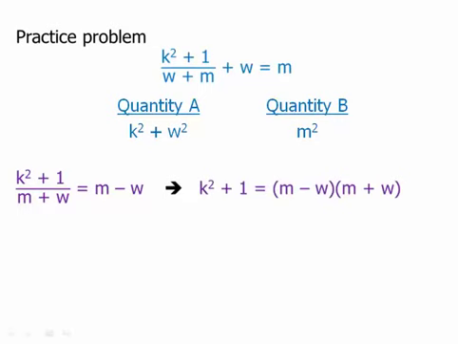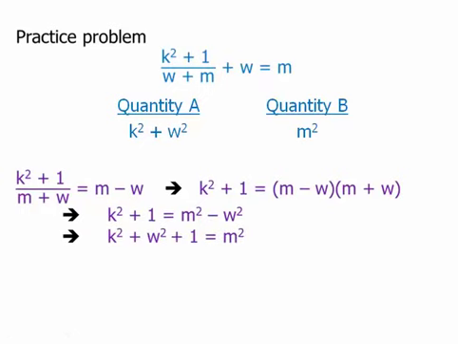And so I just get k squared plus 1 on that side. And then I get the difference of two squares pattern, m minus w times m plus w. And of course, that's going to be m squared minus w squared. Then just to get the k and the w on the same side, I'm going to add w squared to both sides. So now I have k squared plus w squared plus 1 equals m squared.